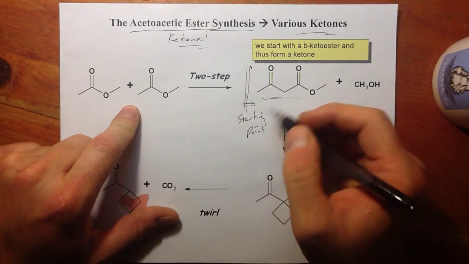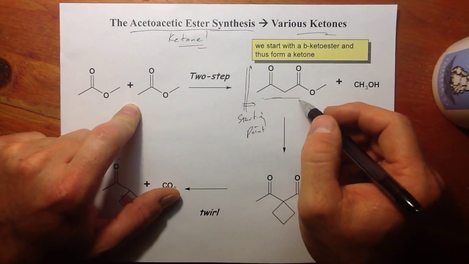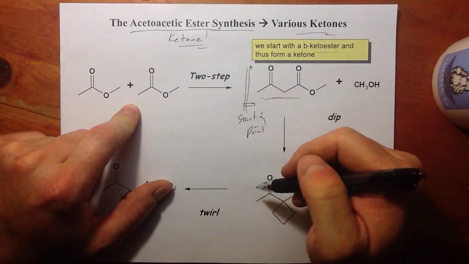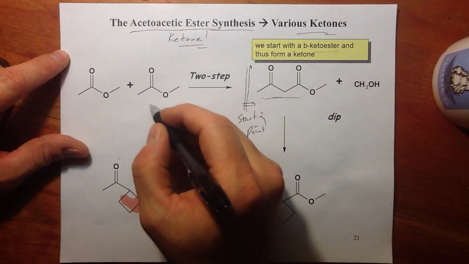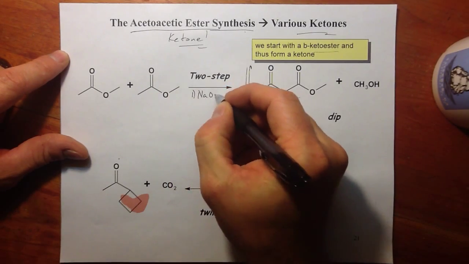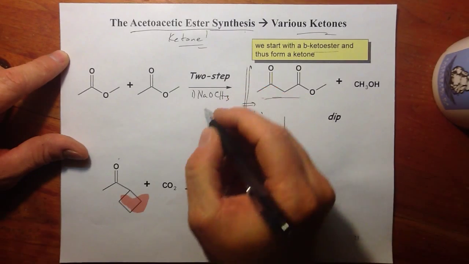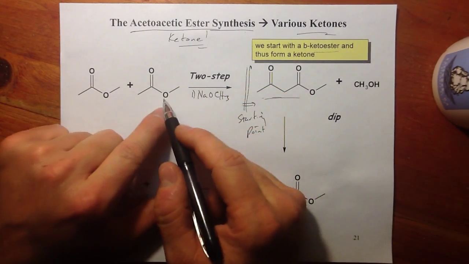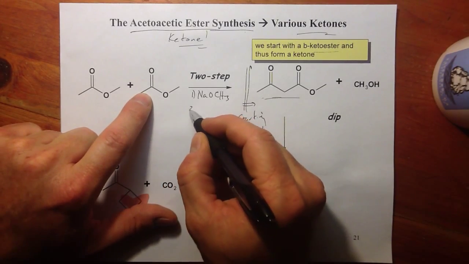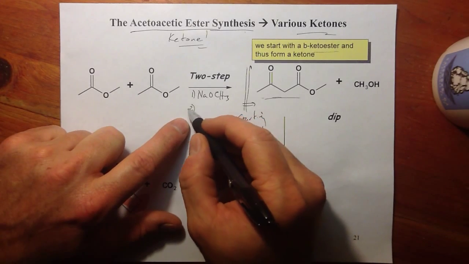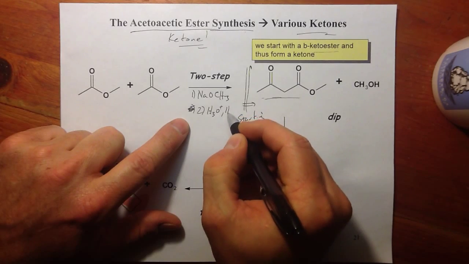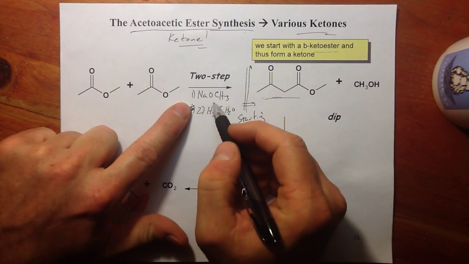But we could go back and say, how could we have made this beta ketoester, the beta ketoester that is the starting point for acetoacetic ester synthesis? Well, we could have taken and done Claisen condensation. We could have added a strong base, sodium methoxide, again not hydroxide, we don't want to make carboxylates, and then we could have simply worked up with acid once this reaction is done.